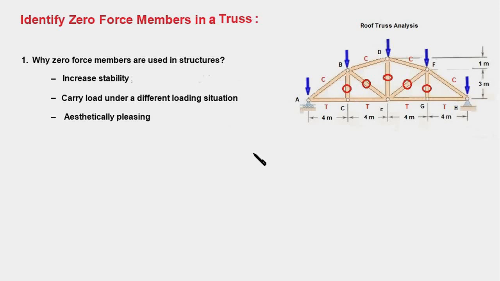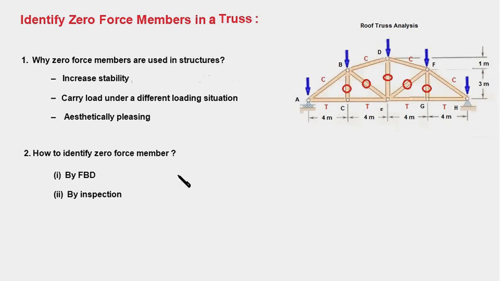Zero force members are used in structures because they increase the stability of the truss. They bear the weight of the members and prevent the truss from collapsing. They also carry load under a different loading pattern, and sometimes they are used for improving the aesthetics of the truss. For example, in a stadium roof truss, the designer may add a few members to improve the aesthetics.